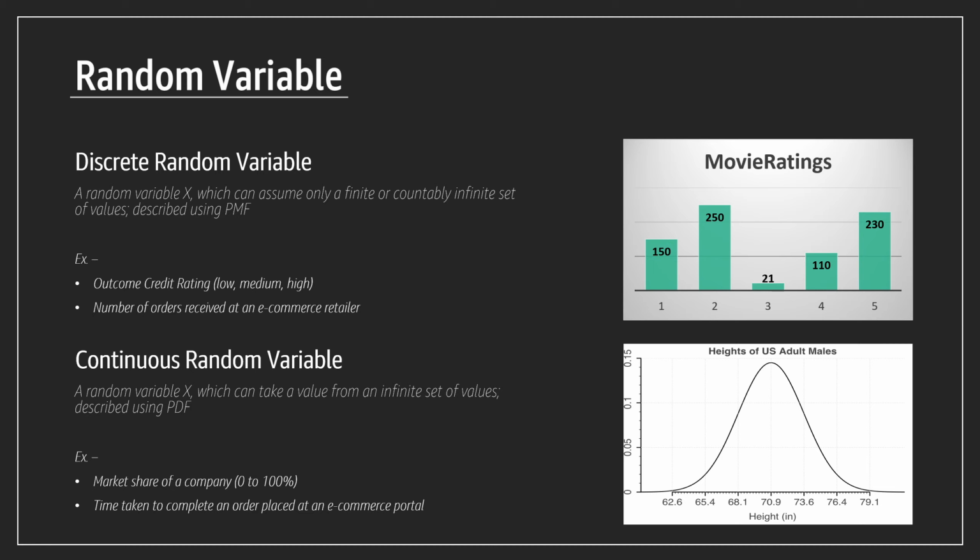Another example could be the market share of a company, right? 0 to 100%. Someone can definitely have a market share of 55.6%, but it won't actually be exactly 55.6%. It could be 55.623091. It could go beyond, to a lot of decimal places. So this is what we have. And again, a continuous random variable is described using a probability density function. But more on that in the slide.